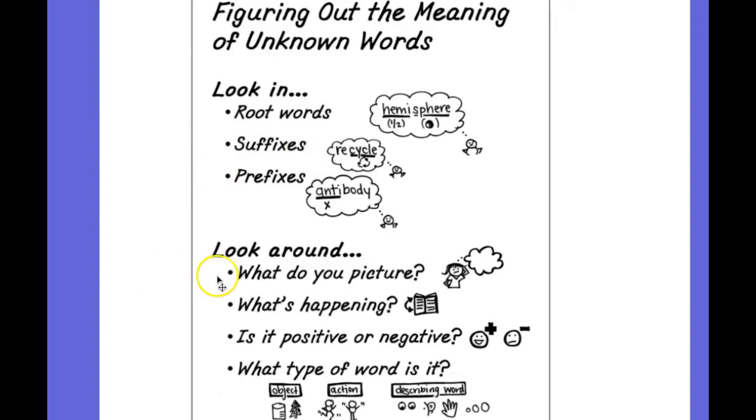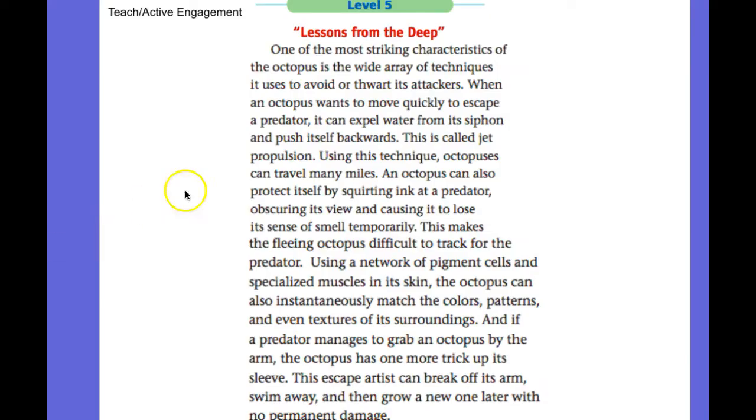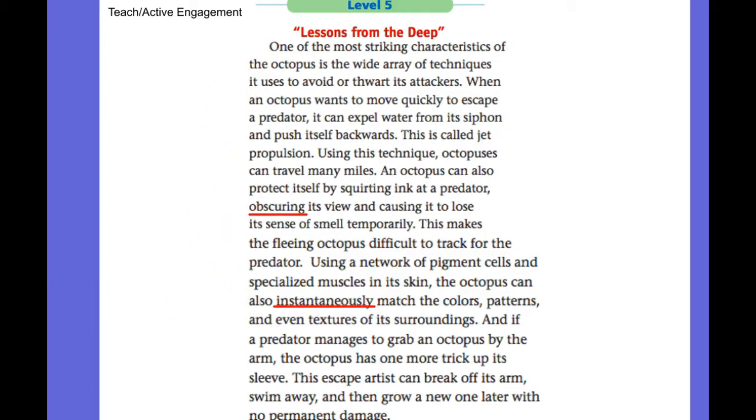So again, same thing. What do we picture? What's happening? Positive or negative? What type of word is it? Is it an object, an action, a describing word? Okay, so we're going to look at level 5, and this is lessons from the deep. We're going to count down to the 4th paragraph. This is all paragraph 1. Oh, nope, I guess we're just looking at this paragraph right now.